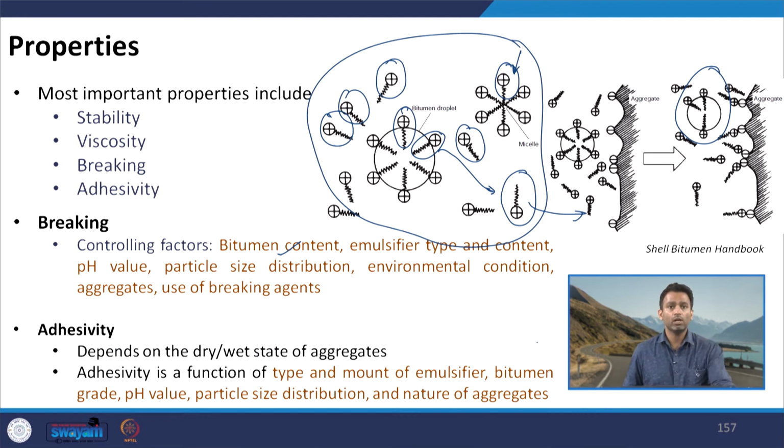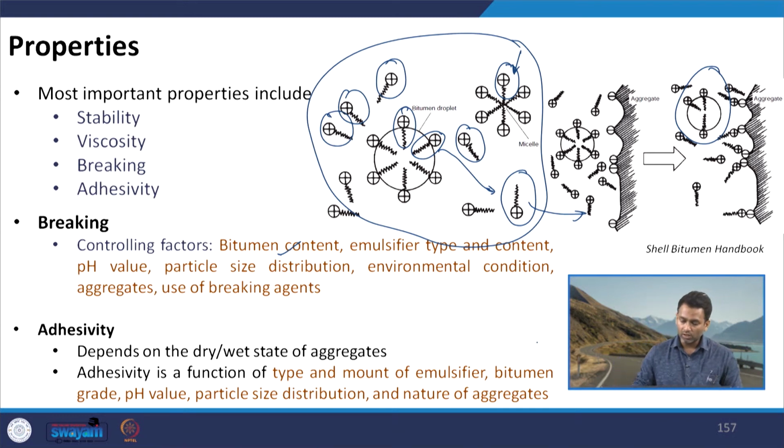Talking about the adhesivity, this depends on the dry or wet state of the aggregate. It all depends on how the surface energy is being reduced by this emulsifier system, by the combination of the aggregate and this emulsion system. So, it is a function of that also. For example, as I said, if we take cationic emulsion, then even in the wet state it is able to reduce the surface energy requirements and promote adhesion. So, it also depends on the type of emulsifier we are using.